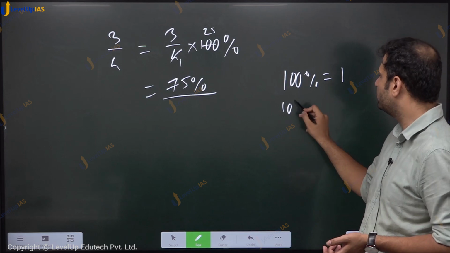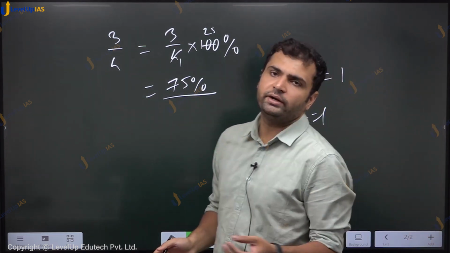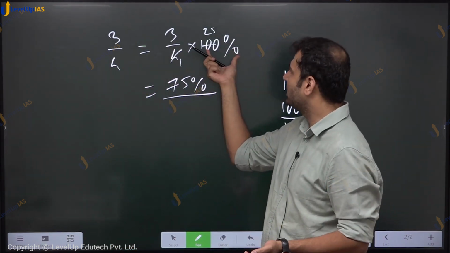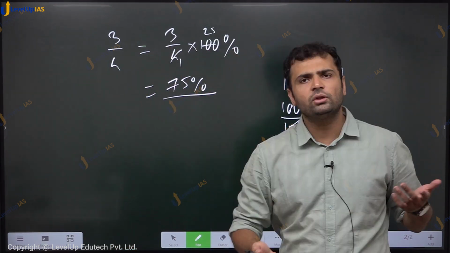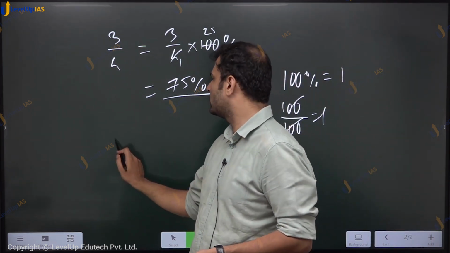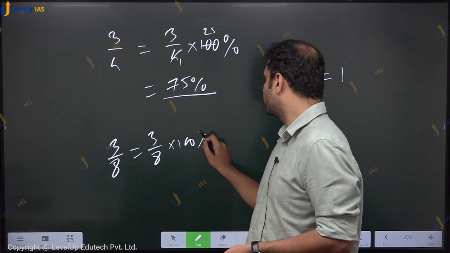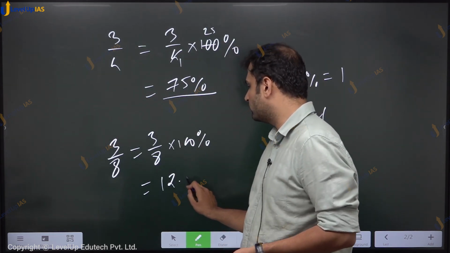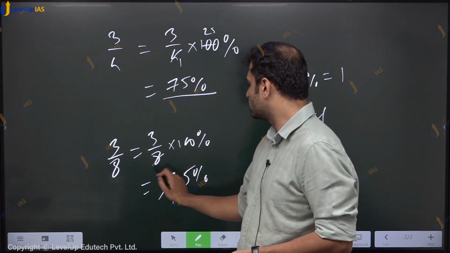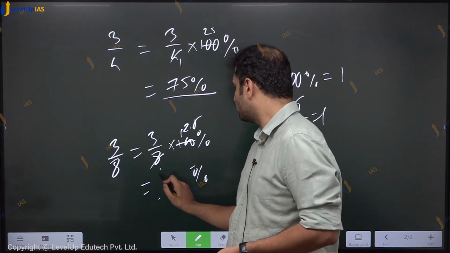In general, 100% is nothing but 1. Why? Because 100% is division by 100, 100/100 is 1. So 100% का मतलब 1 होता है. So here essentially we are not changing the fraction, we are just multiplying by 1. 1 से multiply करने पे तो number change नहीं होता. So that would be 75%. Similarly, 3/8 is equal to 3/8 into 100%, which is 12.5 into 3, sorry, 37.5%.